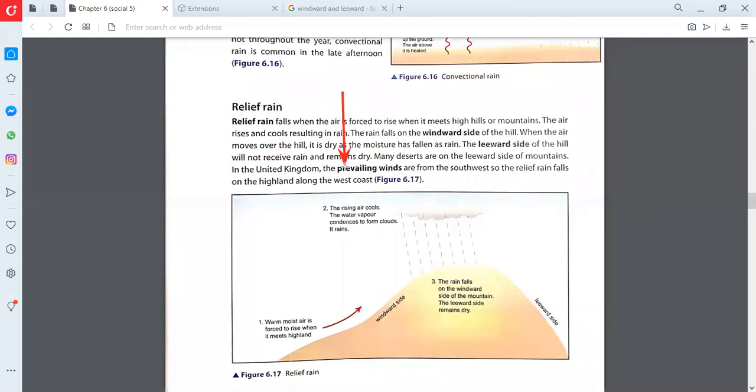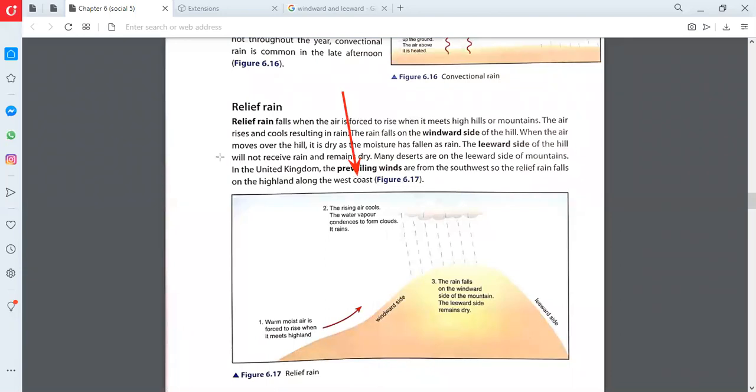In the UK, the prevailing winds are from the southwest, so the relief rain falls on the highland along the west coast. They are just giving the example of the UK, but we can consider any example, such as Saudi Arabia also, for any mountain, for any place, there is a leeward and windward, because windward and leeward are always there in every mountain.